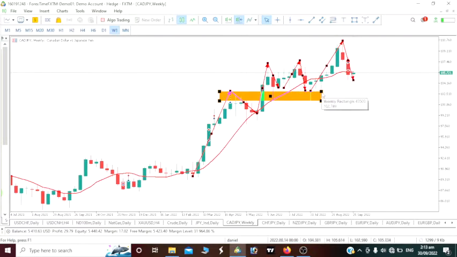So I still believe this CADJPY will actually drop here, and before it actually rolls up. So personally, I'm still seeing this CADJPY as a bearish move. Now that is it. Now let's roll down to this daily time frame. So I will leave this here.